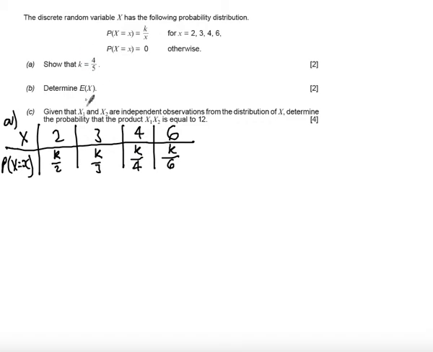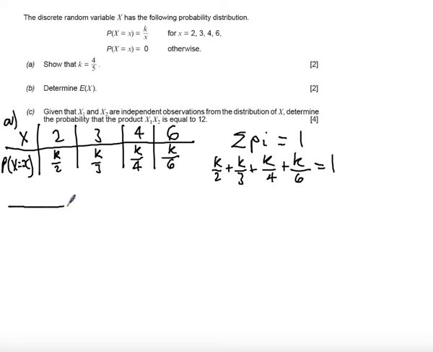So now I want to show that k is equal to 4/5. What we're going to do is use the summation of all the probabilities. This is just the rule of total probability, which we know is equal to 1. So we're going to have k over 2 plus k over 3 plus k over 4 plus k over 6 is equal to 1. To add up all these fractions, we need a common denominator. Lowest common multiple of 2, 3, 4 and 6 is 12. So I can put all of these over 12.